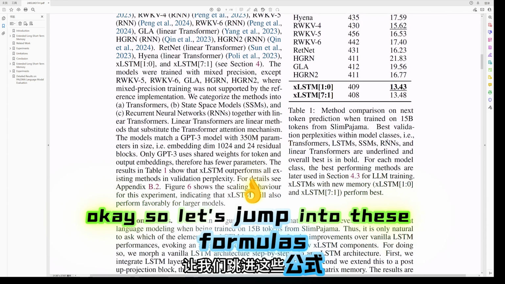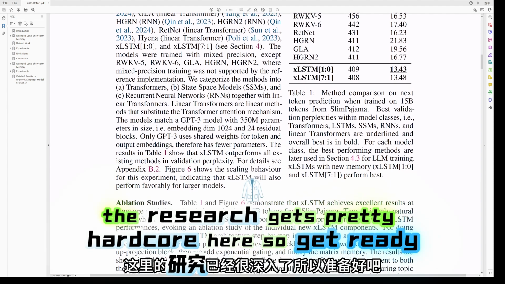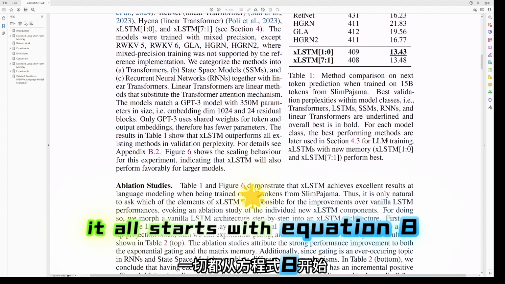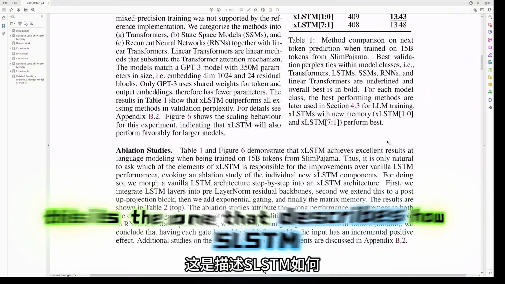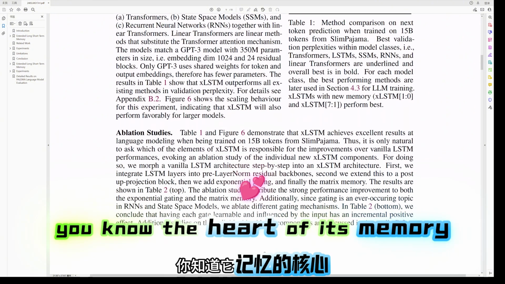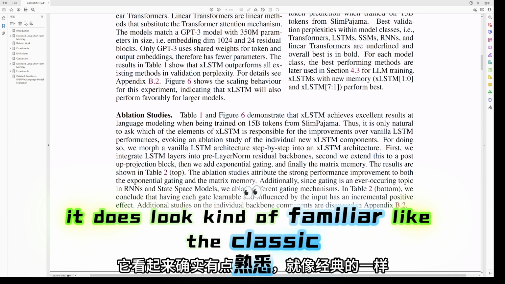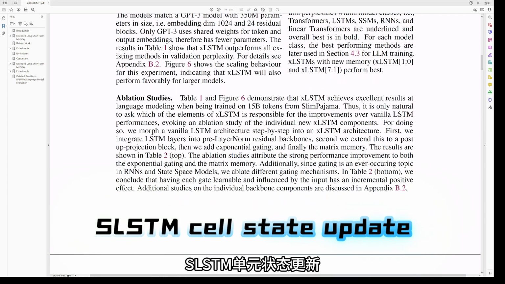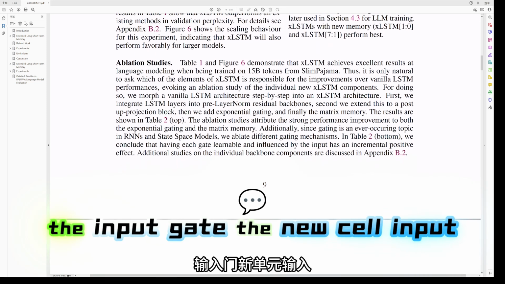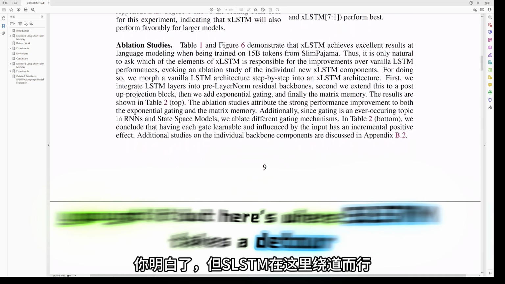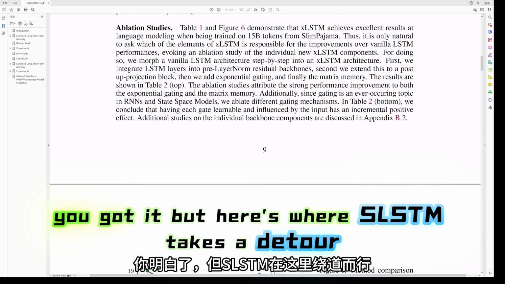Okay, so let's jump into these formulas. The research gets pretty hardcore here, so get ready. It all starts with equation 8. This is the one that describes how sLSTM updates its cell state, the heart of its memory. It does look kind of familiar, like the classic LSTM cell state update. We've got the forget gate, the input gate, the new cell input, all doing their thing. You got it. But here's where sLSTM takes a detour.